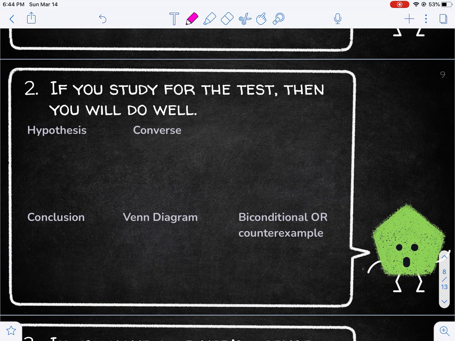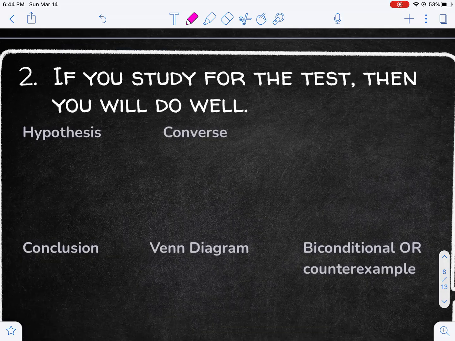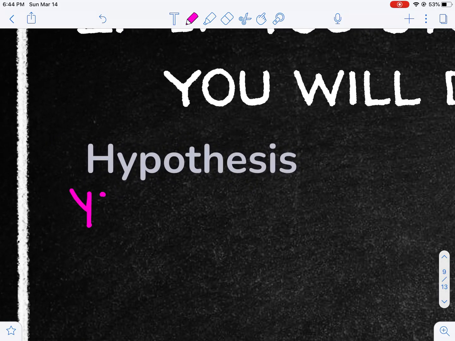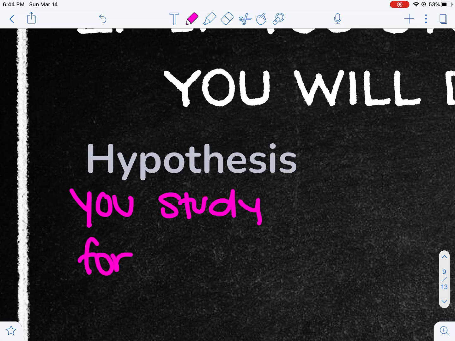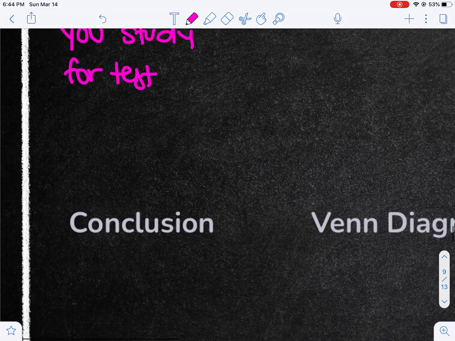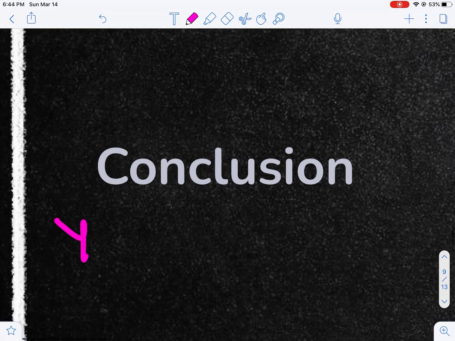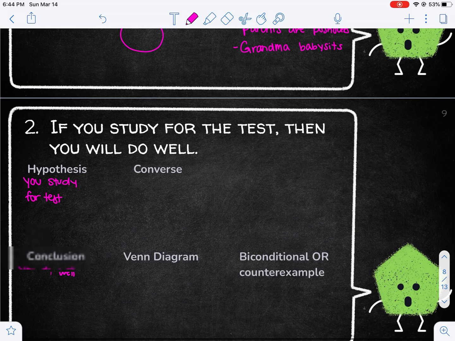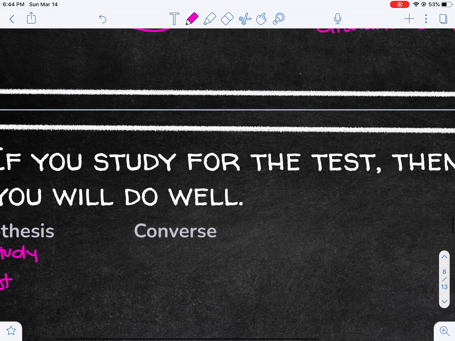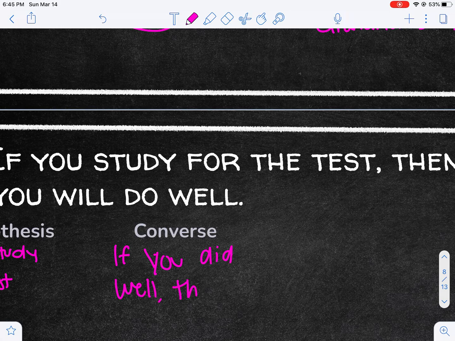We'll do another example. We have if you study for the test, then you'll do well. Your hypothesis is you study for the test. The conclusion is you do well. My converse flips those ideas. So I'll get if you did well, then you studied for the test.